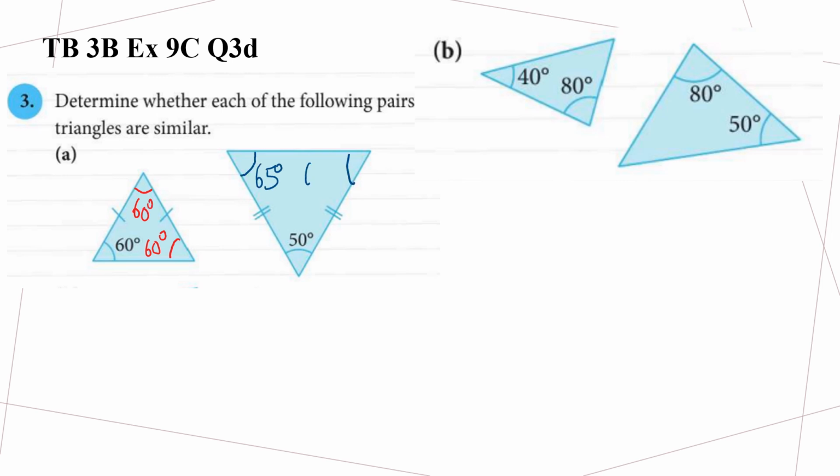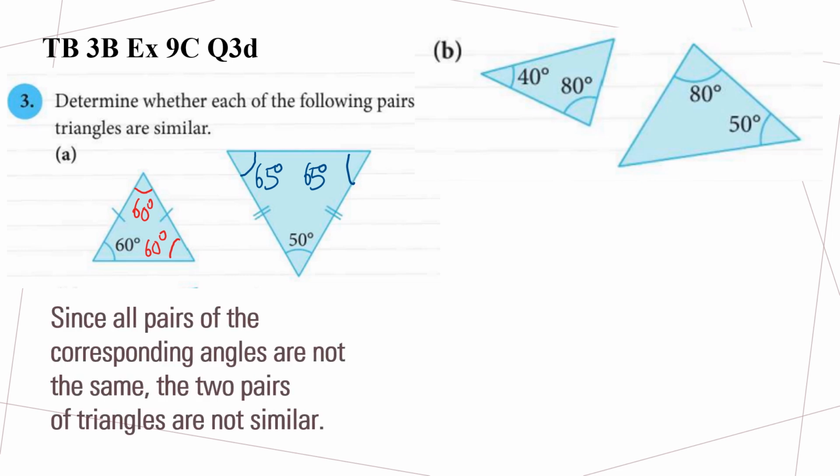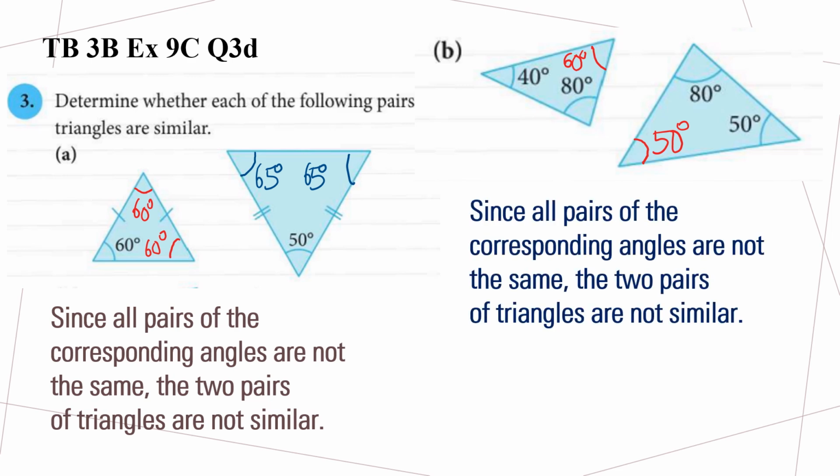The second one, you realize that it's 50, 65, 65. So you see that the angles are not the same, therefore they're not similar. Okay, so you explain it as such that since all pairs of corresponding angles are not the same, the two triangles are not similar. Likewise, you do the same for part B. Find all the corresponding angles, and then you see that they're not the same, so therefore they're not similar. Okay, so it's not difficult. All right, let's move on.